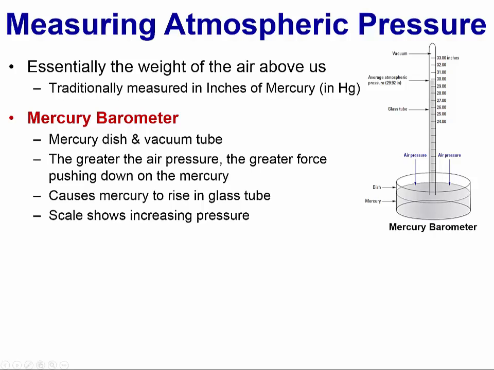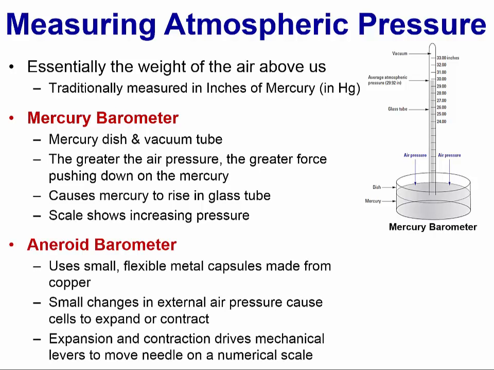So there you have it. A mercury barometer is composed of a mercury dish and a vacuum tube, and as air pressure increases and pushes further down on the mercury in the dish, the mercury in the glass tube goes up, and we measure a higher value in inches of mercury. Unfortunately, a mercury barometer is very difficult to automate, and the mercury could kill you.